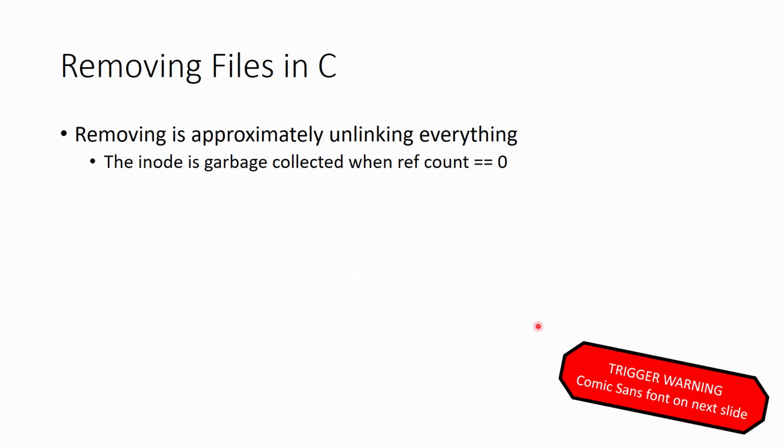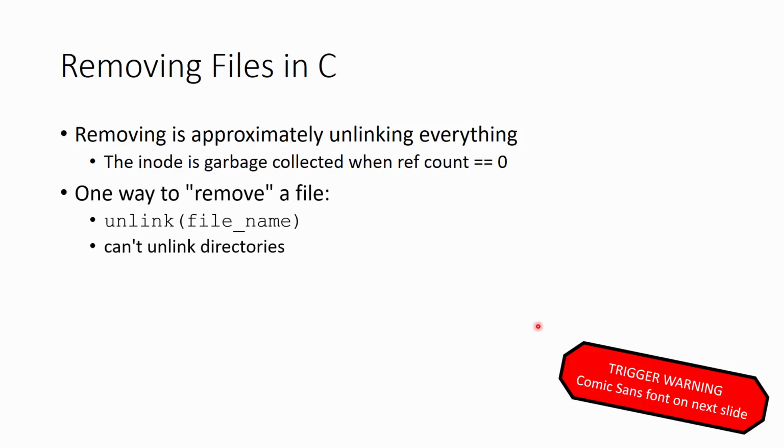To remove files in C, removing is the same thing as unlinking everything. So if we disconnect these hard links off of a file, then when the reference count, that is the number of hard links that are pointing at that inode, drops to 0, the inode gets garbage collected and the file is finally deleted. So one way to remove a file is to start unlinking file names, these hard links, off of the inode. You can't unlink a directory, but you can do it to files.